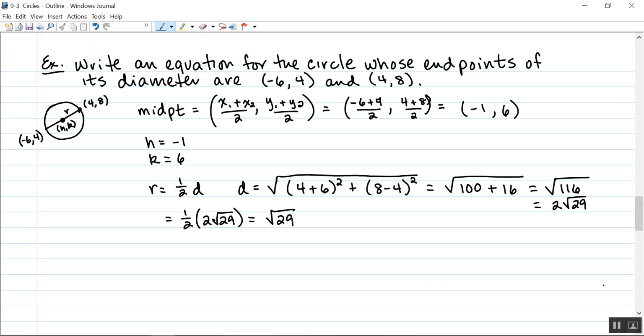Now I have enough information to write my formula. So I'll have x minus my h, minus negative 1, squared, plus y minus k, which is 6, squared, equals r squared. The square root of 29 squared is just 29. So there's my equation.